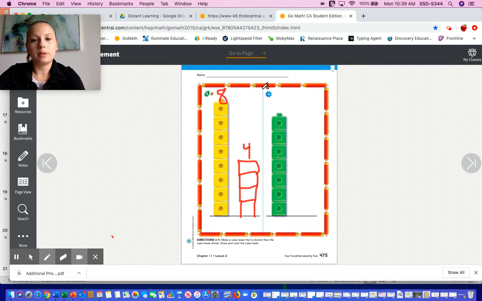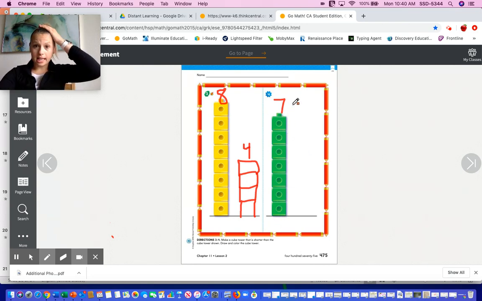Okay, find blue flower number 4. Let's count the green train. Here we go. 1, 2, 3, 4, 5, 6, 7. And we need to make one over here, a cube train that's shorter than this cube train over here. So it shouldn't have 7 and it shouldn't have 8 because that'll be taller.